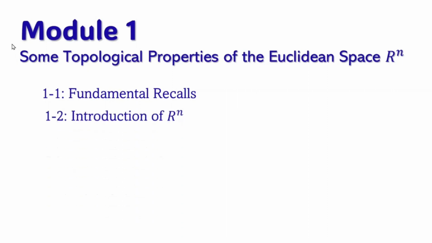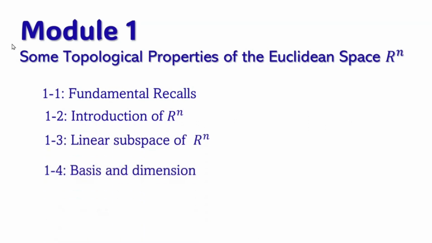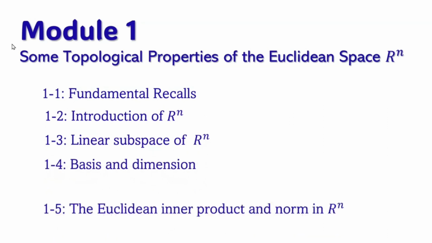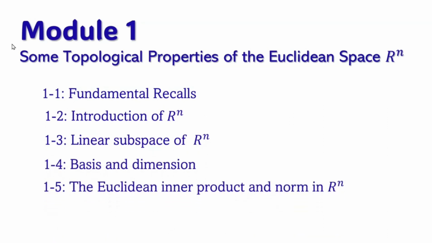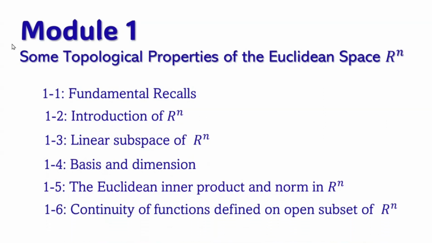Then we have the introduction of Rn, then linear subspace of Rn, then basis and dimension of Rn, Euclidean inner product and norm in Rn, and then continuity of functions defined on open subsets of Rn. So these six concepts make up module 1. So let's start with fundamental recalls about some topics.